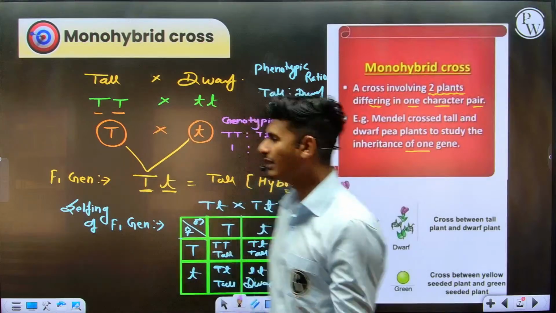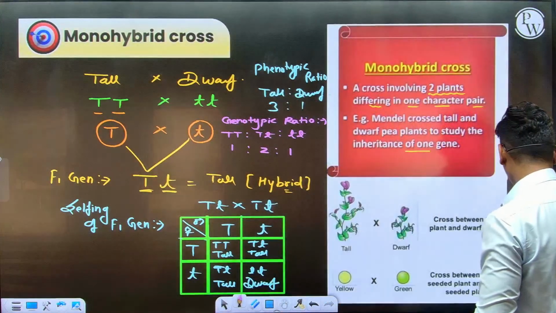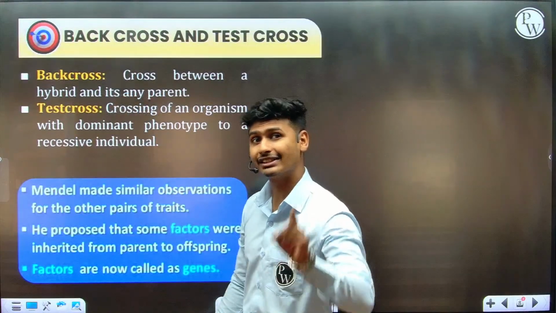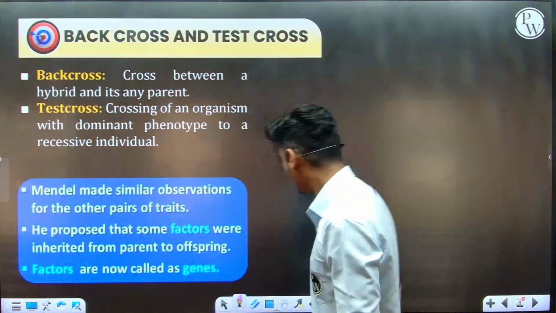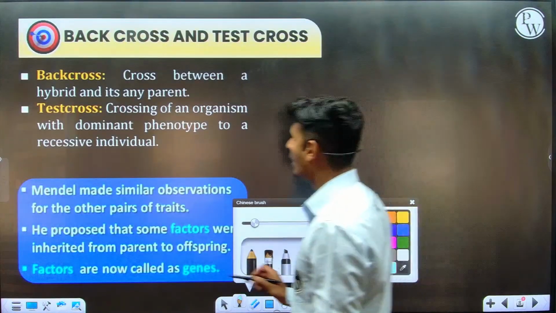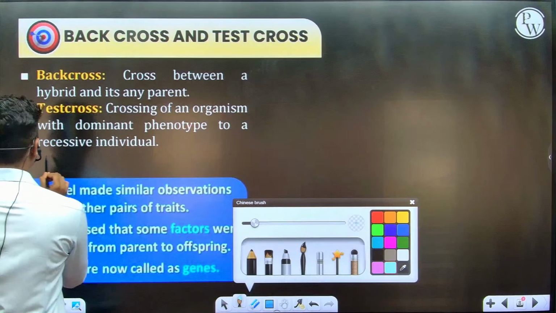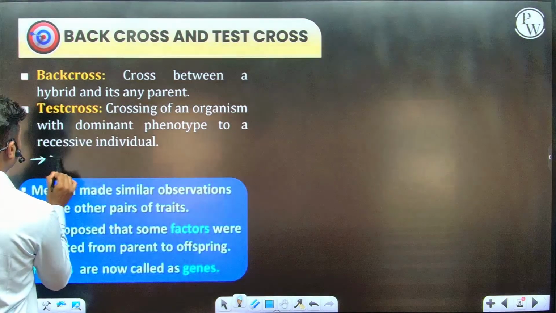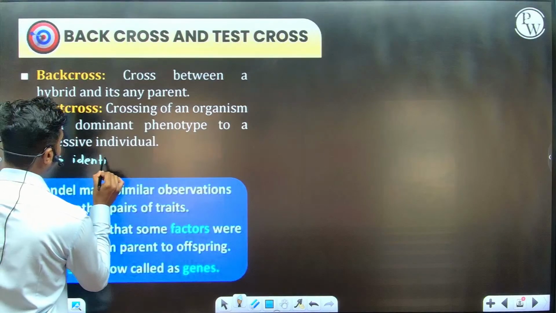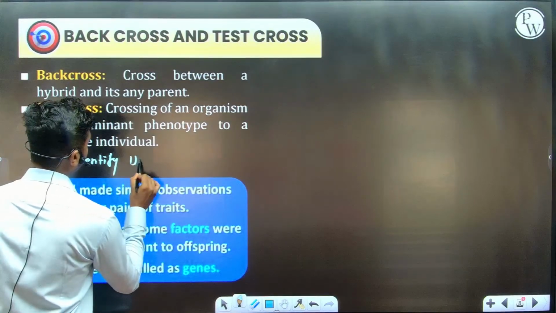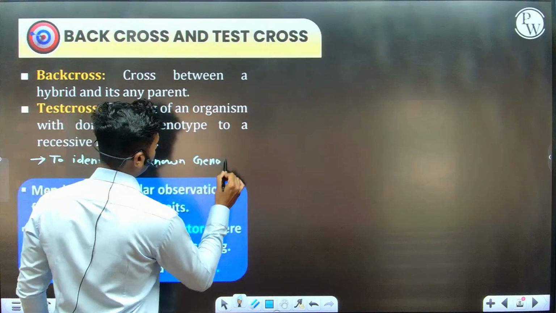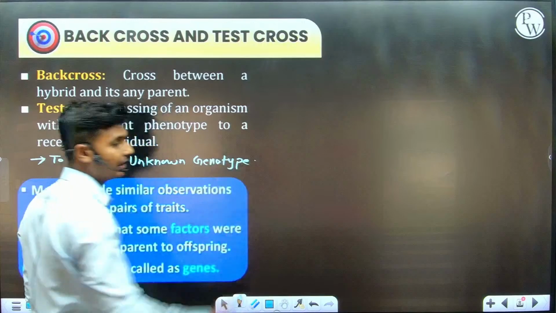If you understood, let's discuss some other crosses, like the test cross and back cross, which are also important topics. Now the first statement I want to write here: a test cross is used to identify the unknown genotype.